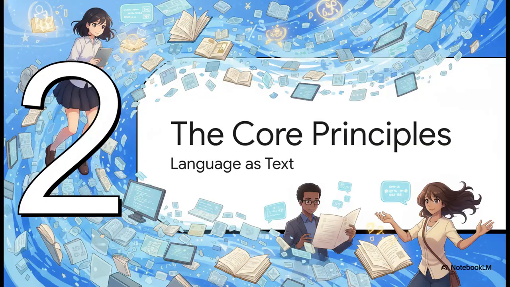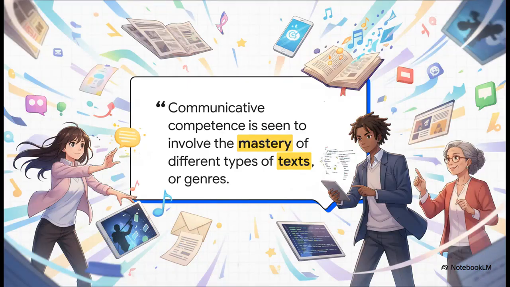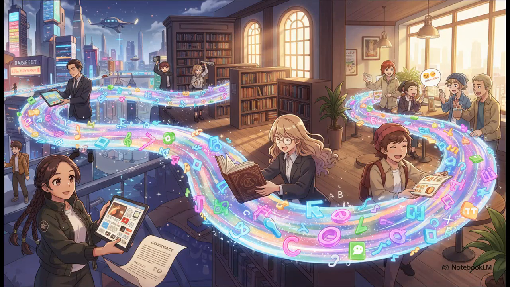All right, let's go a layer deeper on those core principles. The really big idea to grasp here is that language isn't just a big book of grammar rules. It's actually a collection of different texts. And honestly, this quote just nails it. Being a good communicator, it's not just about having a big vocabulary or knowing your grammar inside and out. It's really about mastering all the different kinds of texts or genres that we all use to get things done every single day. So here's how the theory behind it all breaks down.